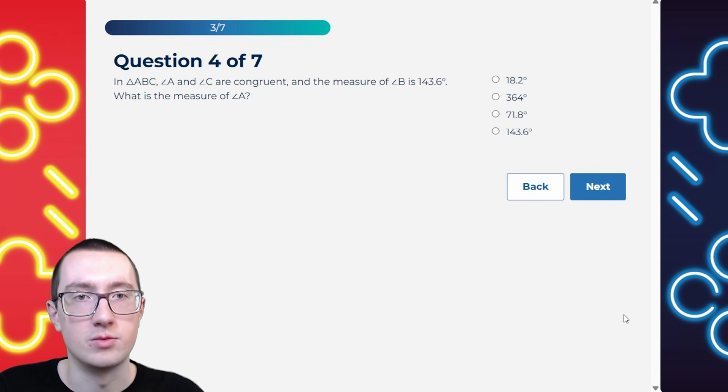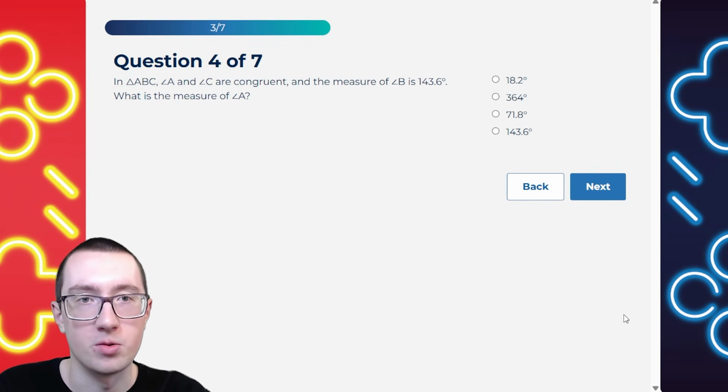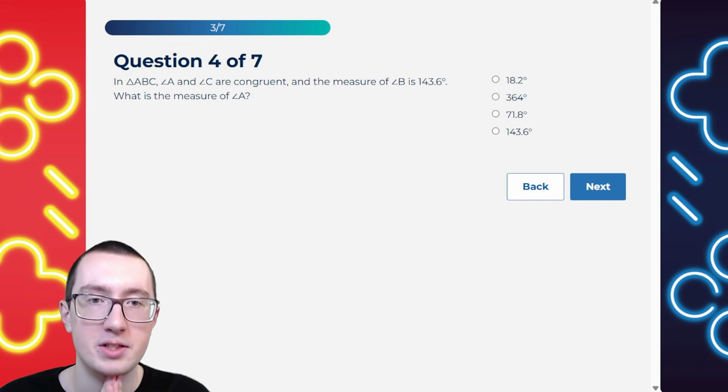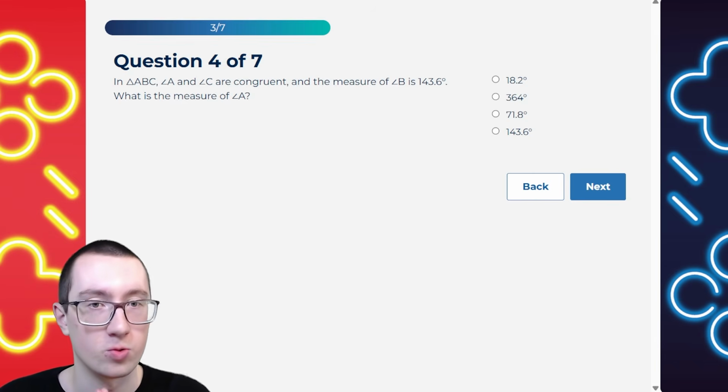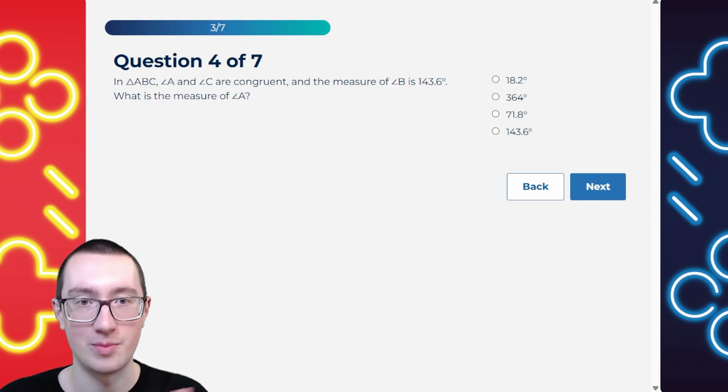All right, oh, we've got some geometry. All right, angles. It says that in triangle ABC, so I just want you to imagine a triangle right now, angles A and C are congruent, and the measure of angle B is 143.6. What is the measure of angle A?